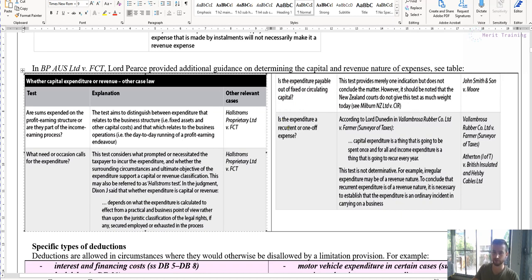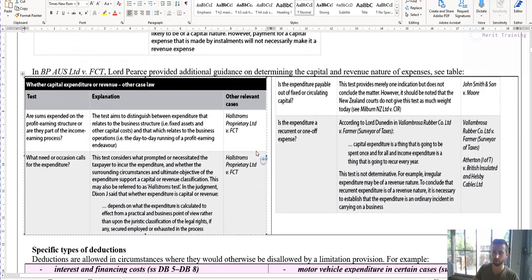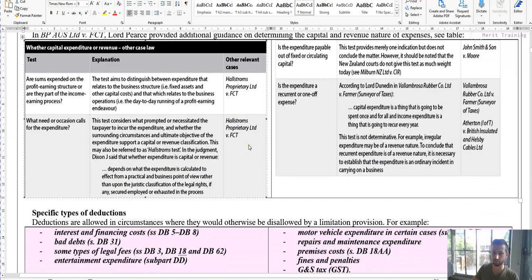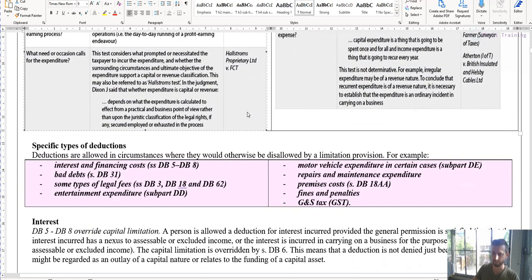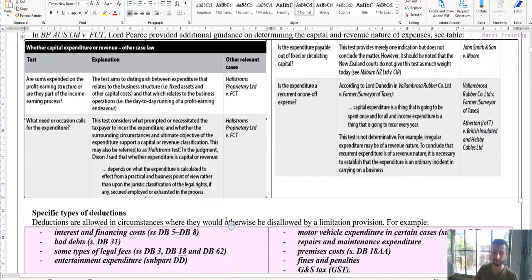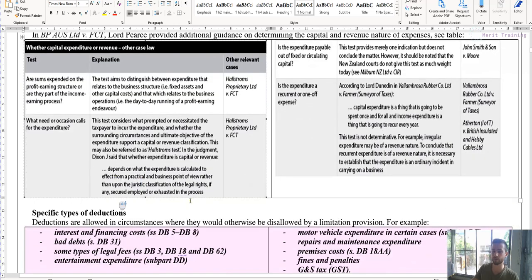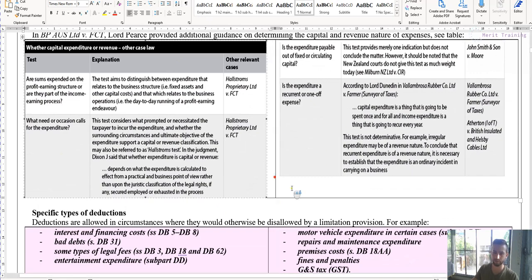Is the expenditure a recurrent or one-off expense, which we kind of covered earlier, but if it's one-off, it's more likely to be capital. Recurrent, it's more likely to be on revenue account. But again, none of these tests are definitive. You have to consider all of the facts. Whenever we're dealing with a case law issue or a grey issue, we need to consider all of the facts and then weigh up the different arguments and make a case as to whether it's capital or revenue, and then that will be our approach for tax purposes.